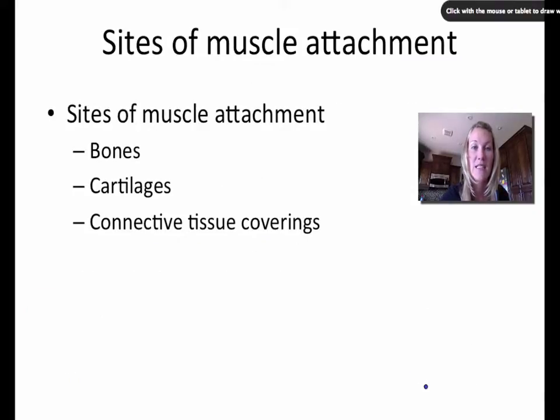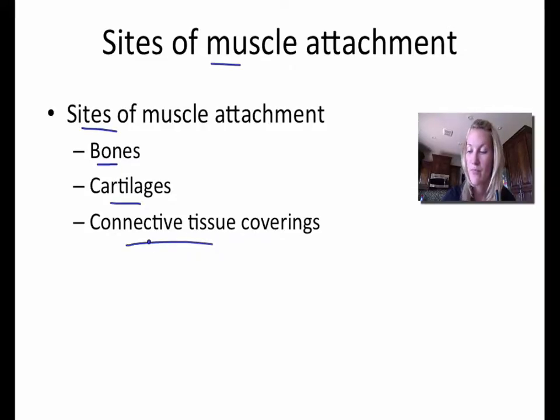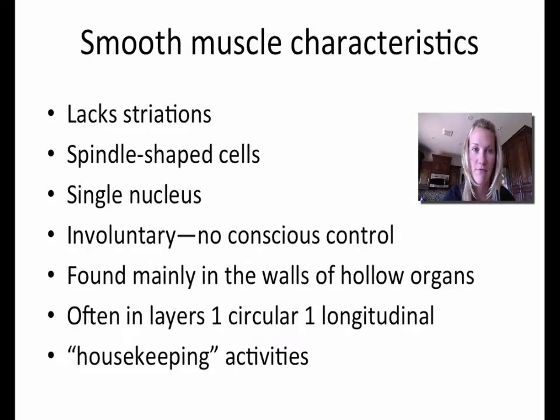And then our last slide for this podcast, at least, the sites for muscle attachment. So what kind of places do muscles attach? Muscles are going to attach to bones, cartilage, and other connective tissue coverings. And actually, I think we have one more. Oh, we have a couple more. Sorry, I'm a little off here.